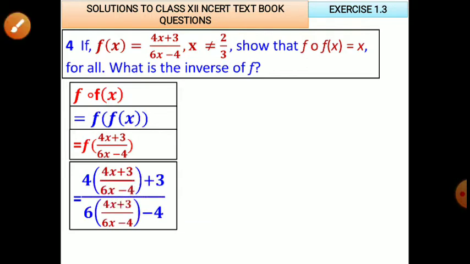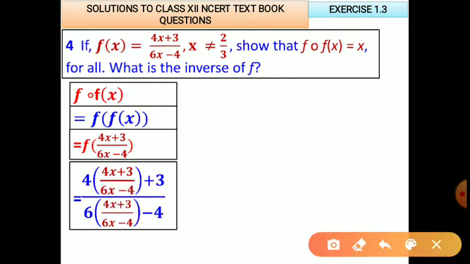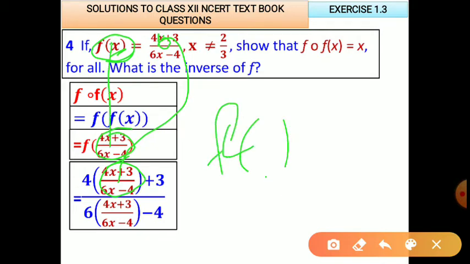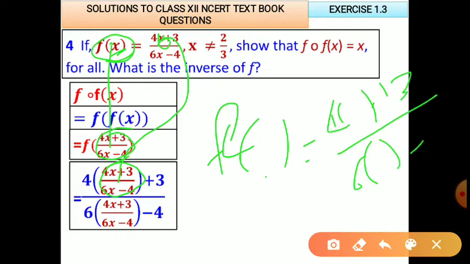Here most of the students will get confused. Let me explain very clearly. It is simple: f of x is nothing but the expression in terms of x. In the place of x, if you take any other expression, here 4x plus 3 by 6x minus 4, then in the place of x this completely should be taken. So 4 into something plus 3 by 6 into something minus 4. Whatever is there in this place, here 4x plus 3 by 6x minus 4, that should be placed here and here.